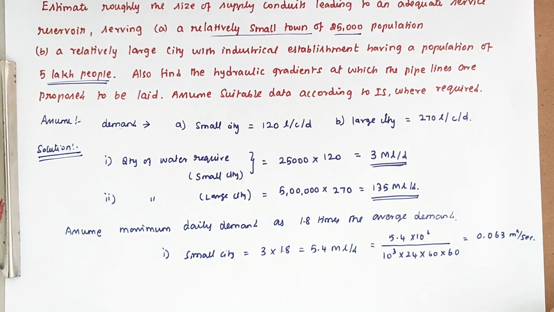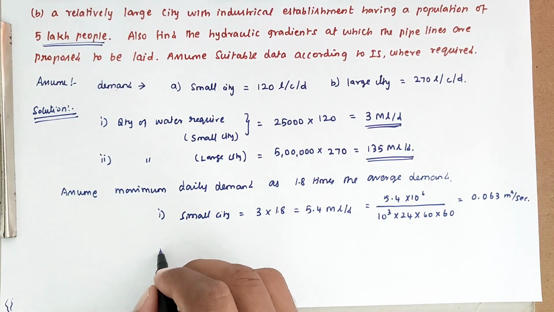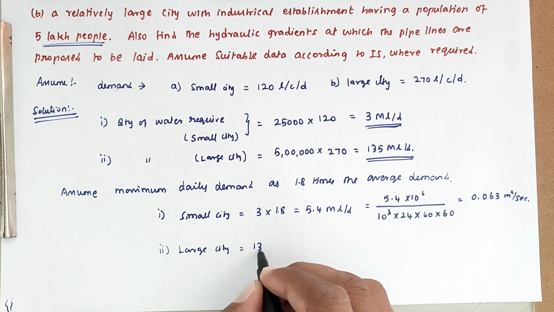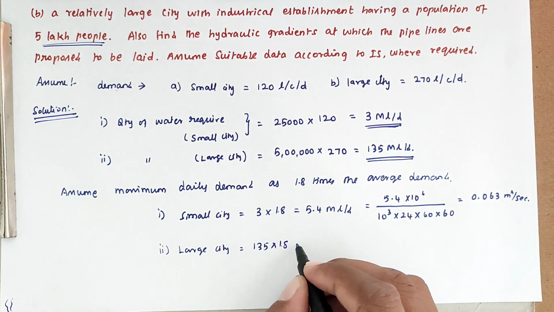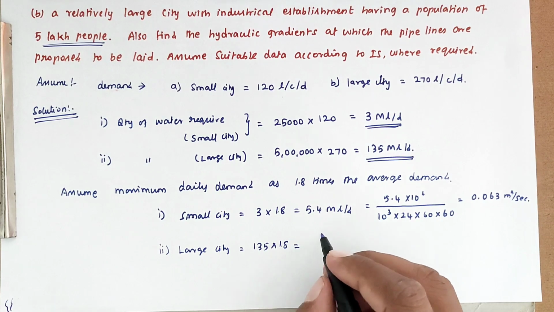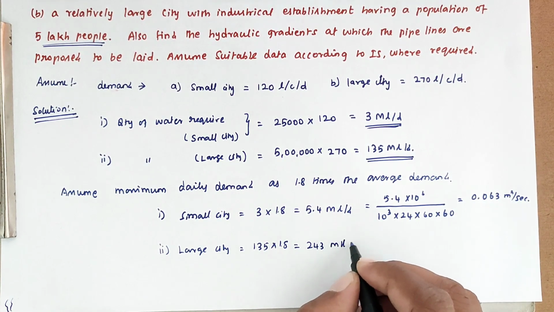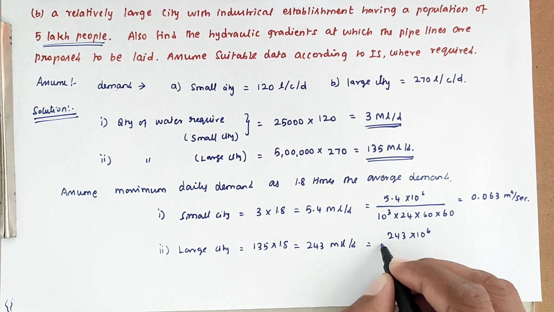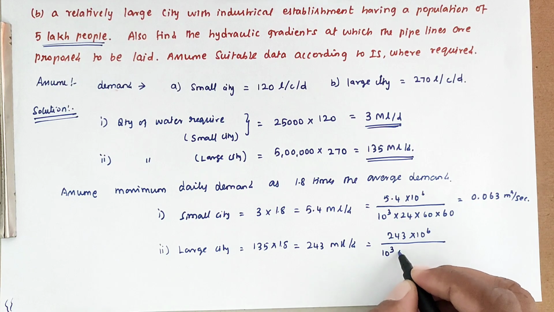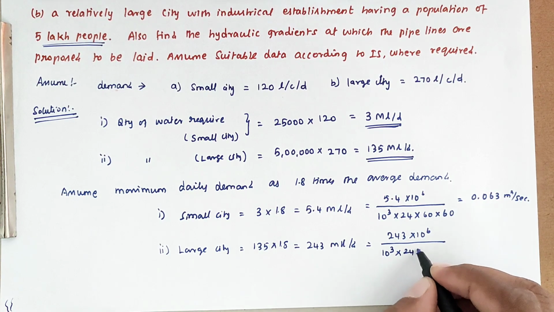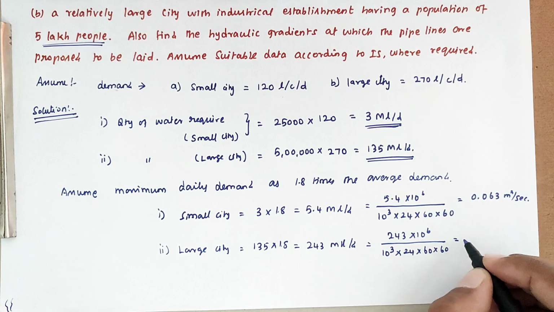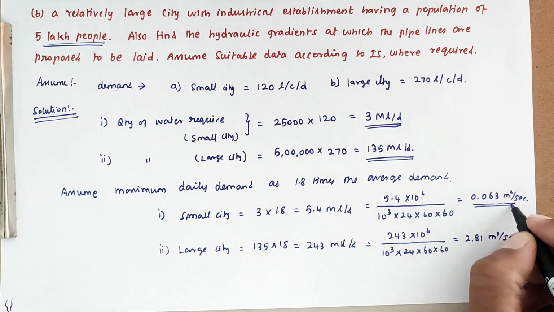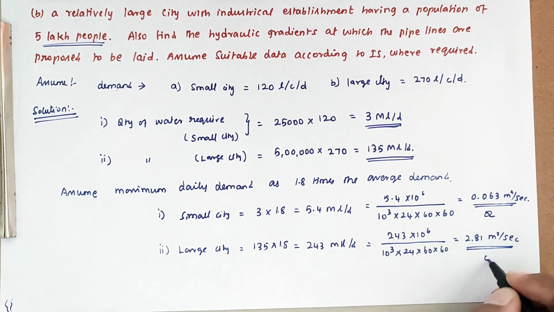Likewise we can convert for the large city. Now 135 into 1.8, we got the value of 243 million liters per day. Converting, 243 into 10 power 6 liters divided by 10 power 3 to convert into meter cube, into 24 into 60 into 60. Now we got the value of 2.81 meter cube per second. So now we found out the quantity of water, Q.